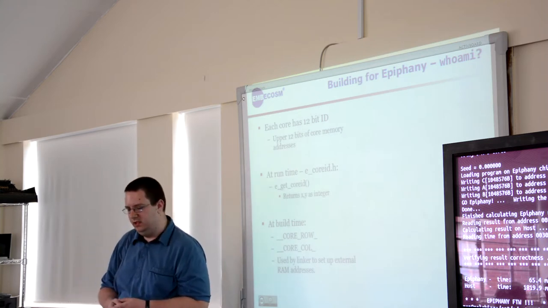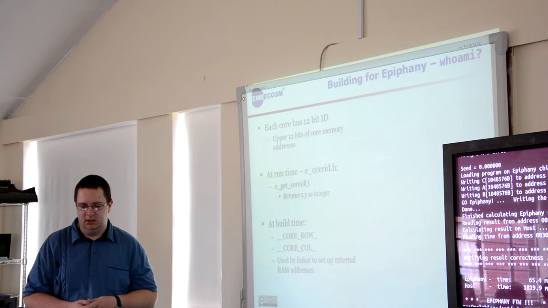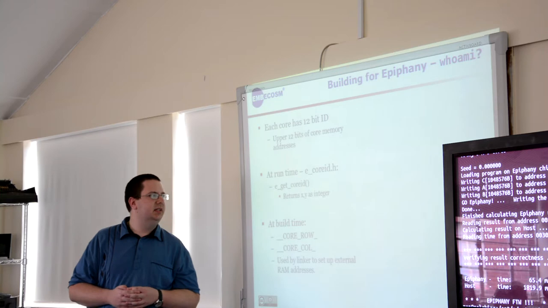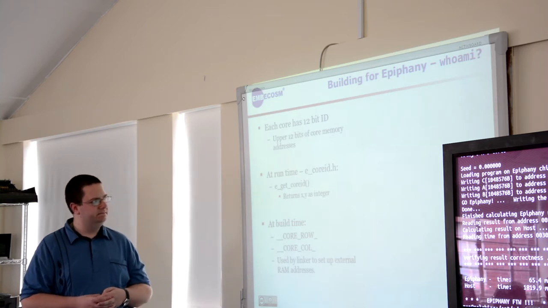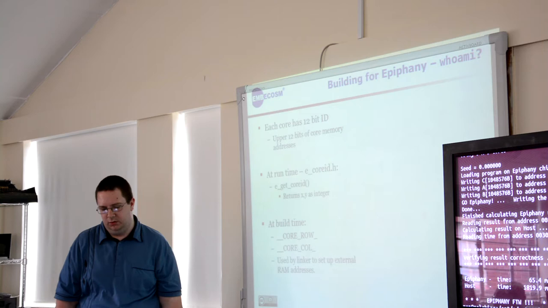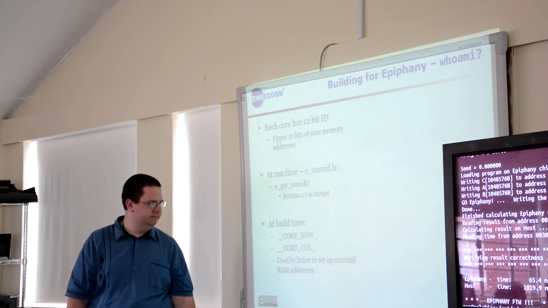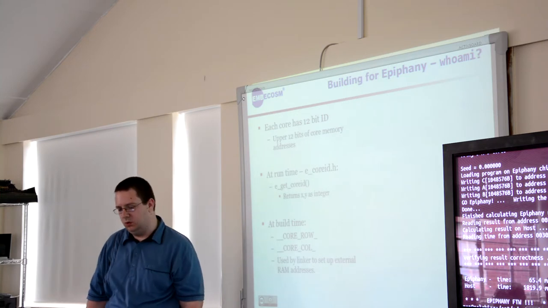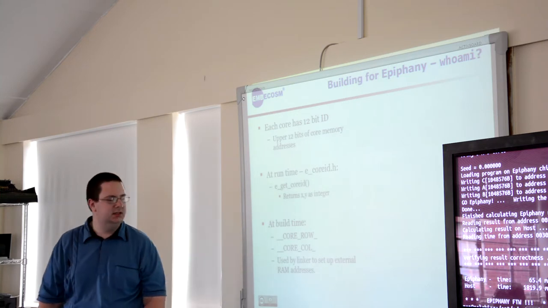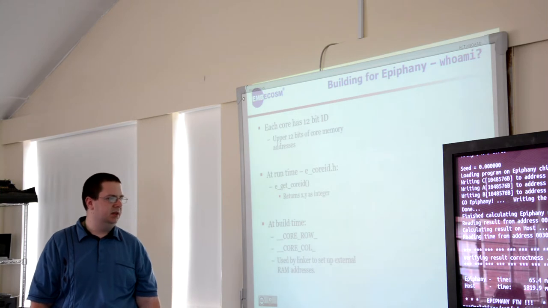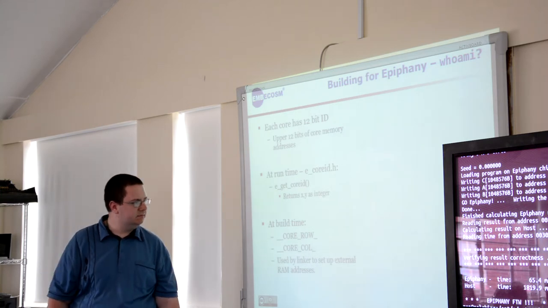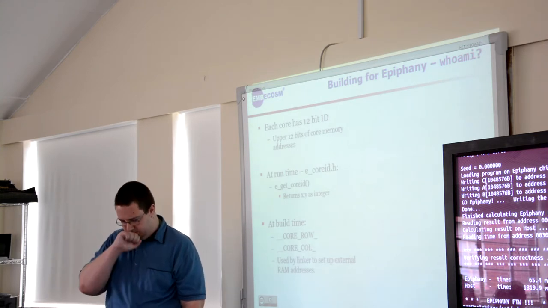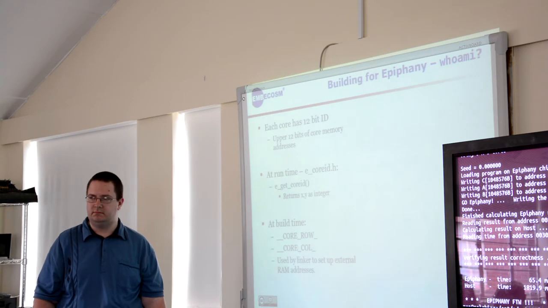If you go for the build-one-program approach and work this out at runtime, there is an API, e_get_coreid, which will give you your core. Alternatively, at build time, you can specify these two defines, CORE_ROW and CORE_COL. And at link time, the linker script provided will replace any references and put stuff where it needs to be.